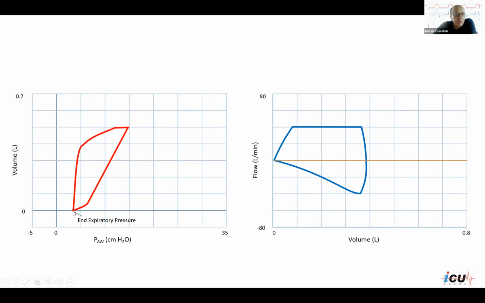And in inspiration, the pressure starts from a value of 3 or 4. That means there's 3 centimeters of water in the system at the start of inspiration. So this is the PEEP. This is the positive end expiratory pressure. And then you can see when the breath is started, the pressure goes up gradually. What happens to the volume? Starts going up.